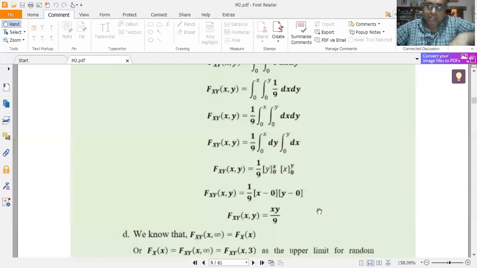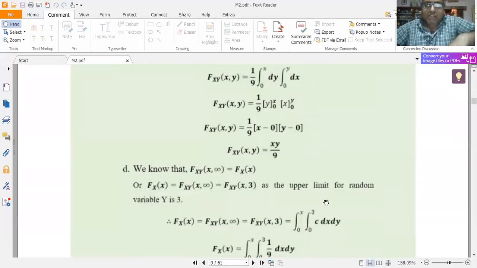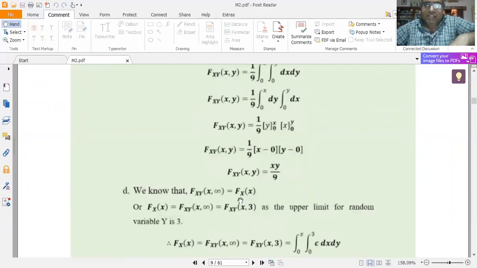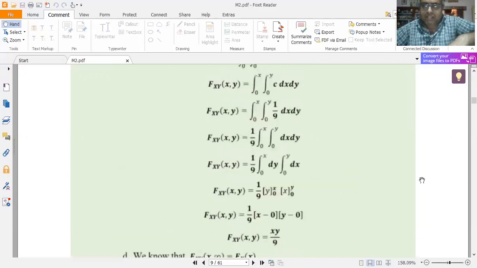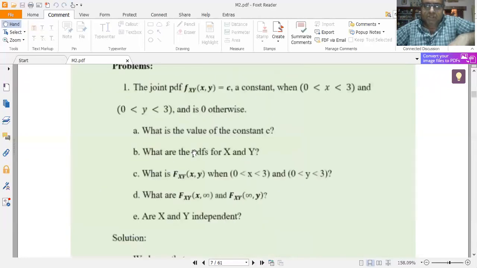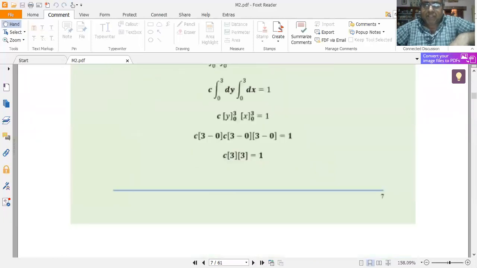That's all. Next, I have to find capital Fxy of x comma infinity and capital Fxy of infinity comma y. Look, let us come into that part of the problem. What are Fxy of x comma infinity, capital F to be more specific, and capital Fxy of infinity comma y?